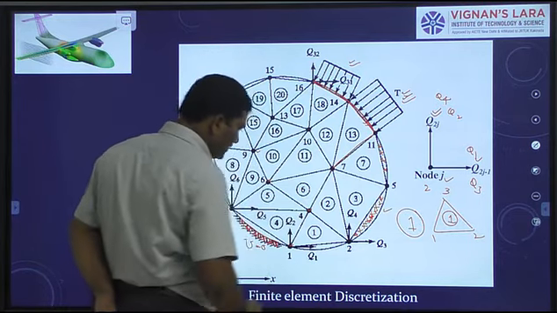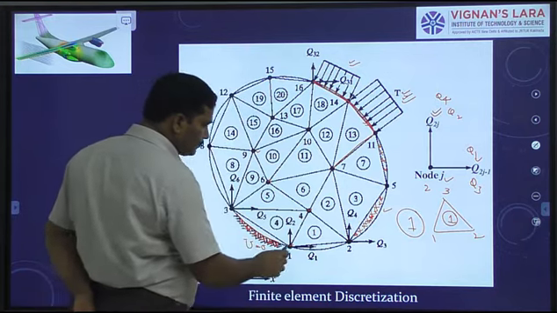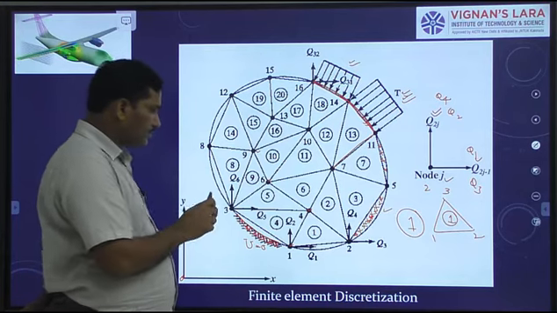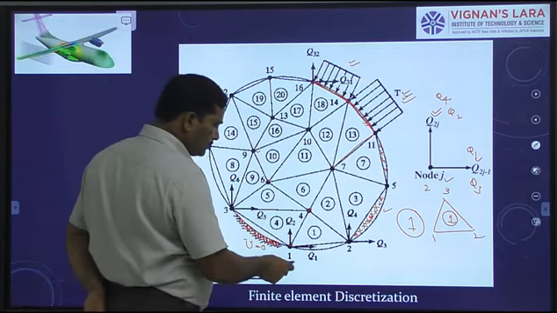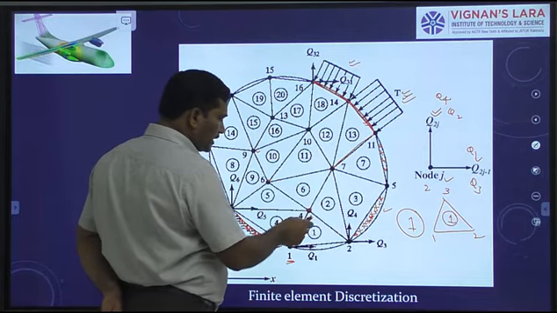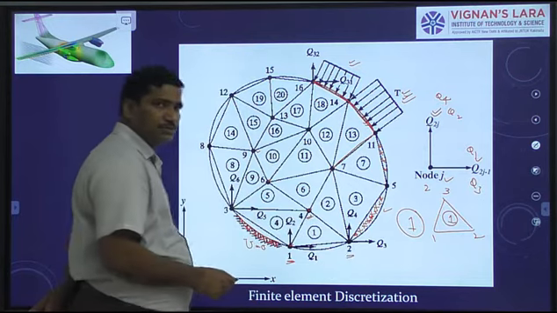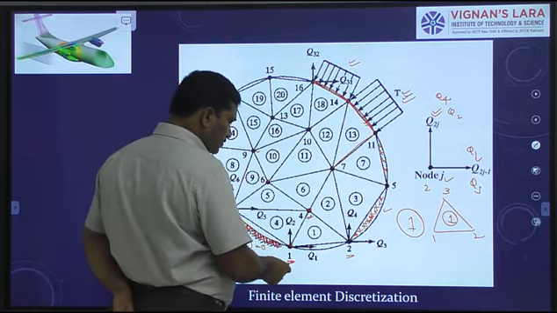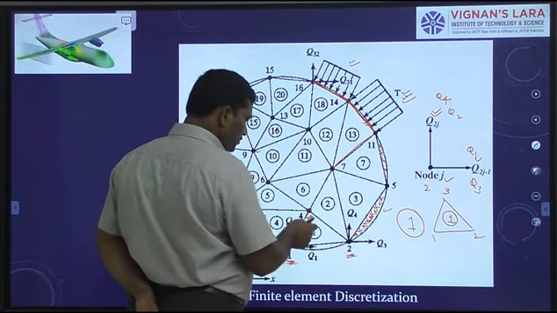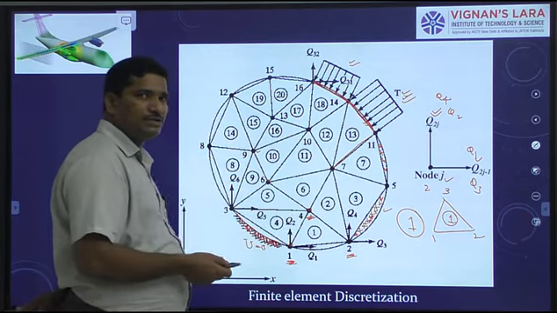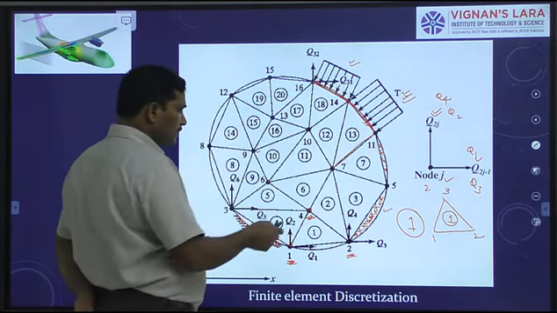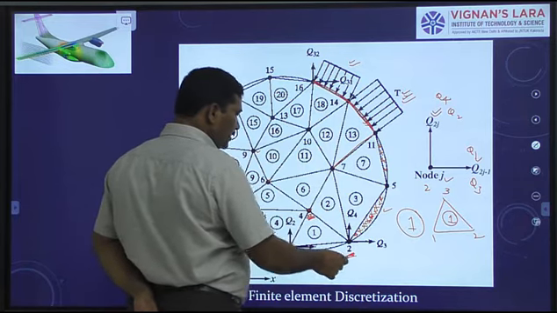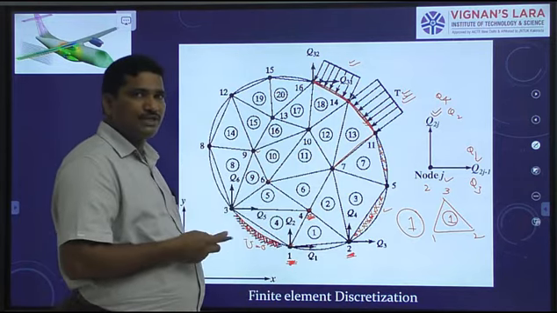Okay? For first element, what are the nodes? 1, 2 and 4. In this, which one is first node? I can take node 1 as the first node, node 4 as the second node and node 2 as the third node. Or I can choose like this: node 1 as the first node, node 2 as the second node, node 4 as the third node. That is my choice. Or I can choose node 4 as the first node, node 1 as the second node, node 2 as the third node. That is my interest.